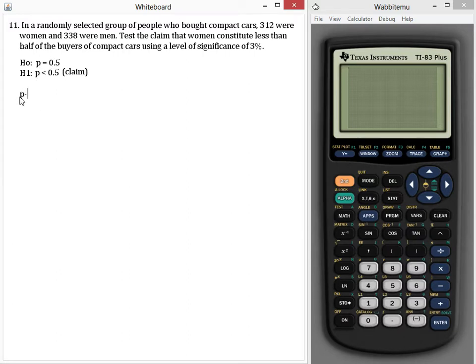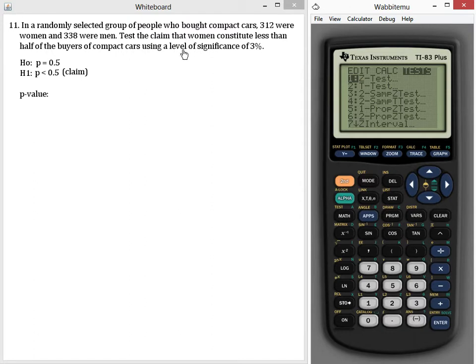Okay, now the p-value, that's going to come from the calculator under the tests menu. Now, I'm testing a percentage of women, so the percent of women being less than half. So I'm doing a one prop z test because I'm testing a proportion. So let's open that up. The p0 is the value from the null hypothesis, so 0.5. X in this case would be the number of women purchasing compact cars, 312.